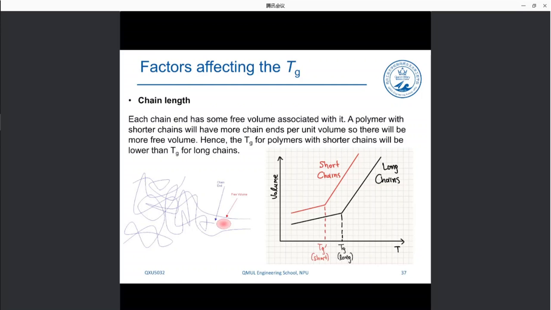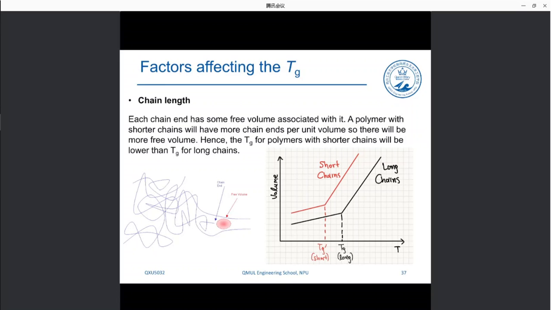The chain length. We already talked about the free volume, and the more free volume that we have, the lower temperature we observe for the glass transition, because if there is more free volume, there won't be needed so much thermal energy in order to induce this conformation. If there is a low amount of free volume, if the chains are generally packed in there, then we need more thermal energy in order to make them move more easily, because there is not enough space for the chains to move.